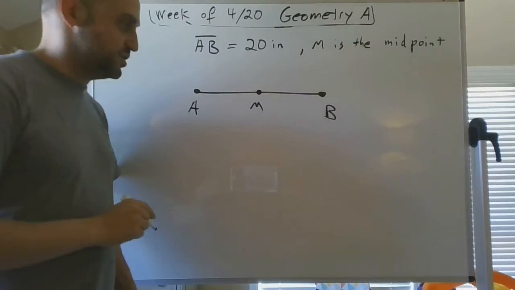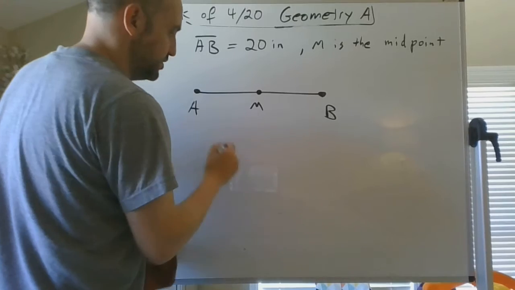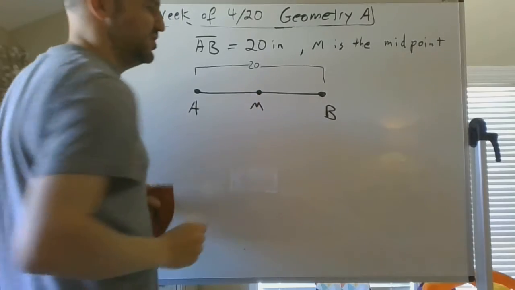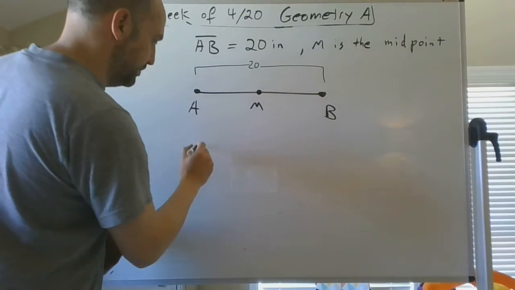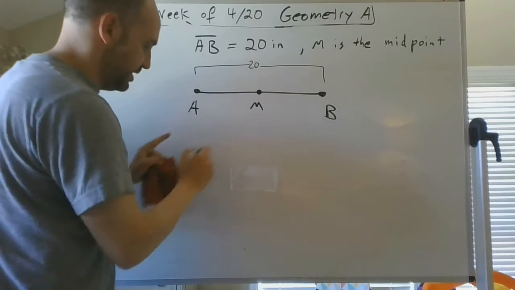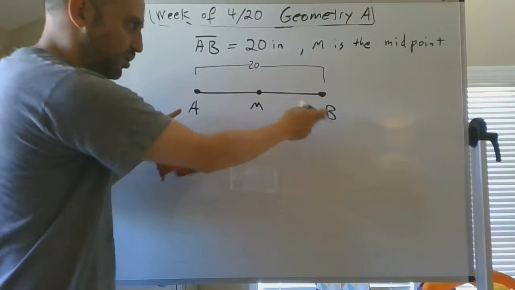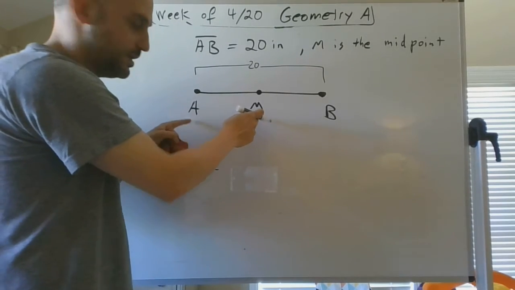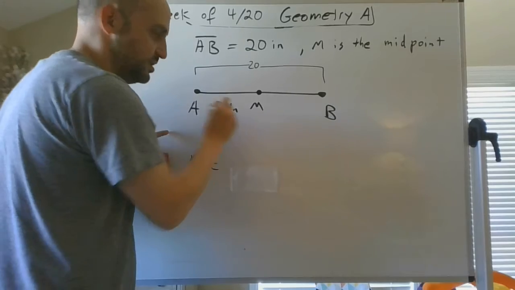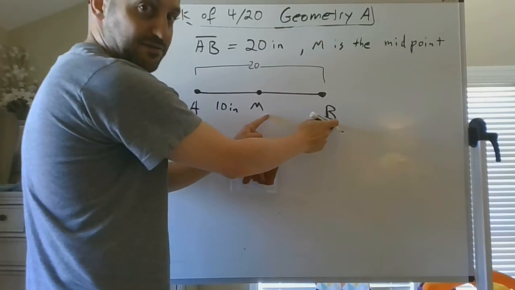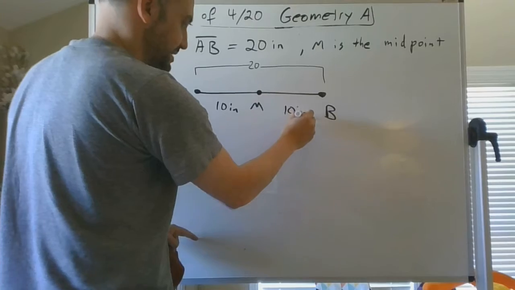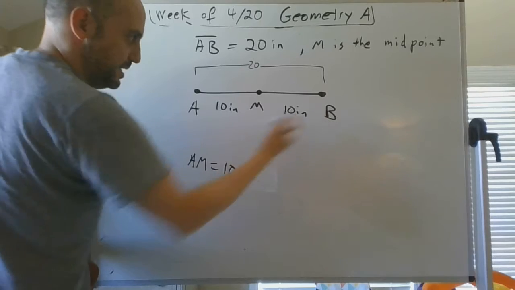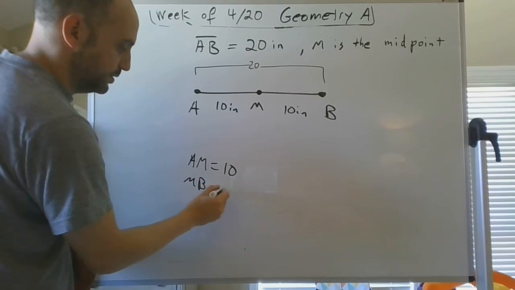Now here's my question, okay? If AB, this whole thing from here to here, is 20 inches, what would, for example, AM be? Just this segment right here, AM. Well, if the whole thing is 20, and that's the middle, that would be halfway. Okay, so half that would be 10 inches. And so if that's 10 inches, that other half, MB, must also be 10 inches. Okay, so AM is 10. What if I asked for MB? Well, MB would also equal 10 inches.